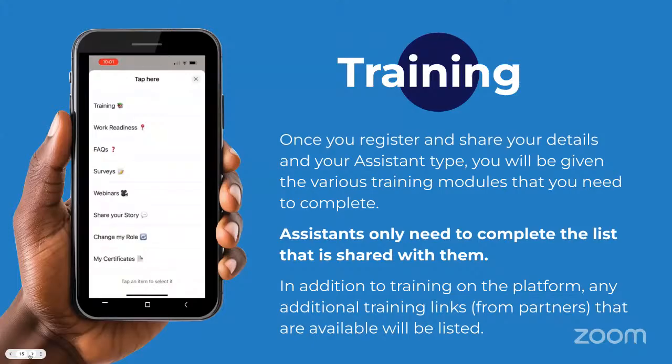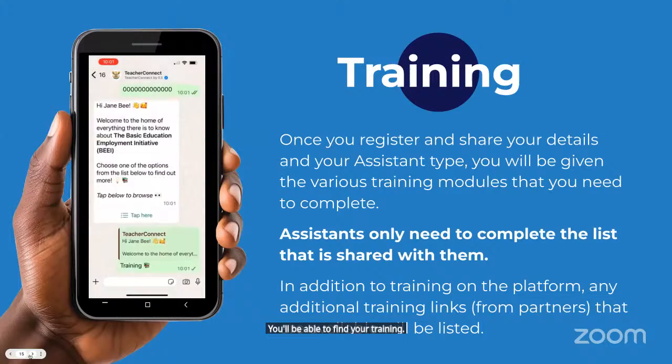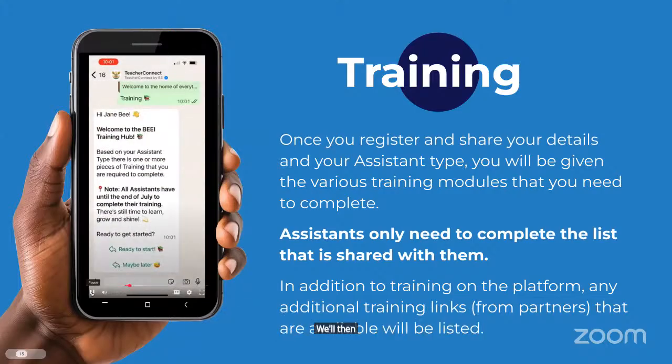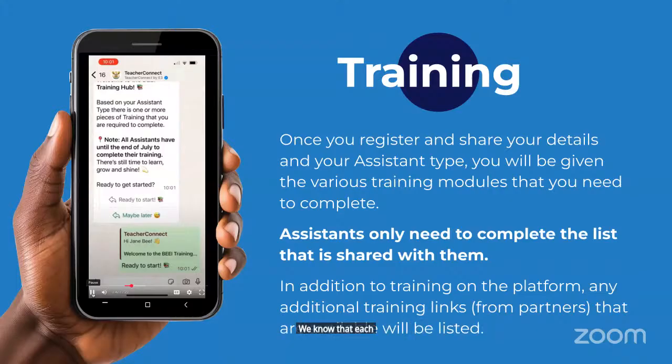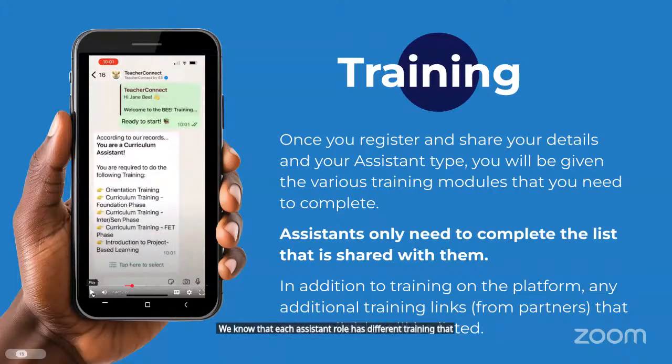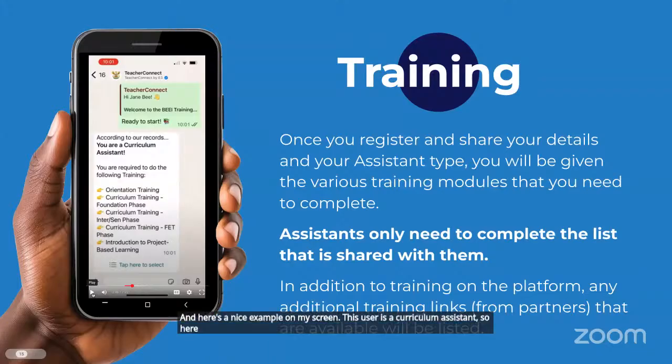Once you've registered, you'll be able to find your training. On the menu, you select the top item, training. We'll then take you to the training hub, where we'll tell you what training you need to do. We know that each assistant role has different training that you are required to do. And here's a nice example on my screen. This user is a curriculum assistant. So here we've given them the list of training that they need to complete on Teacher Connect.